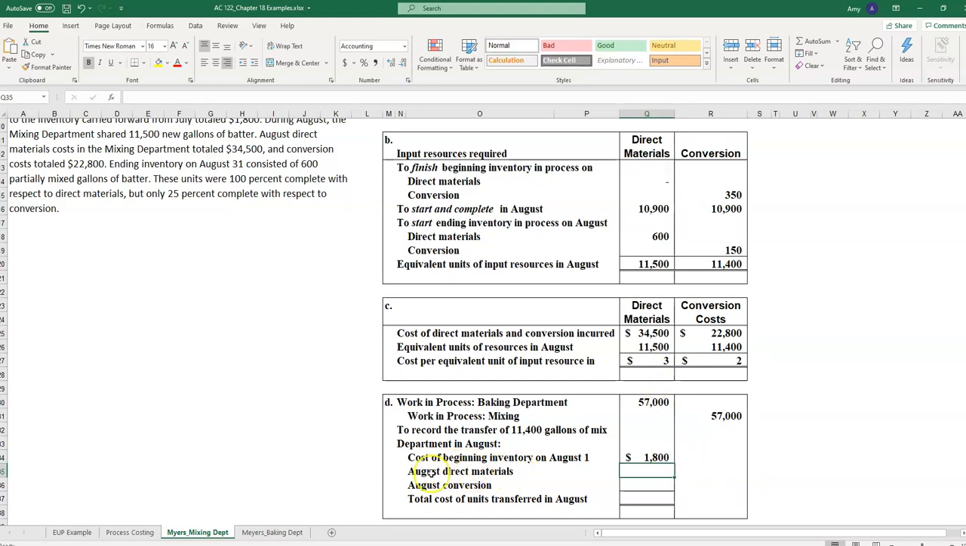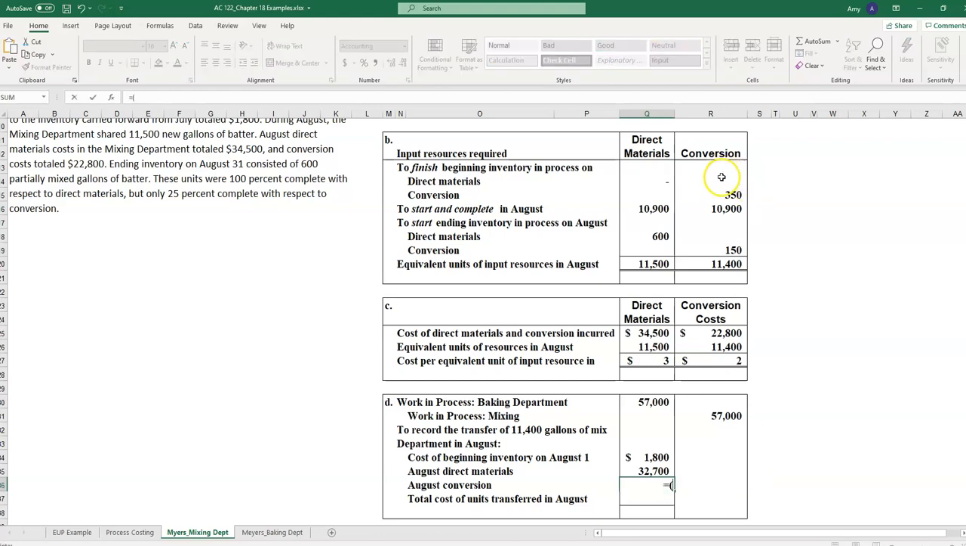Our August direct materials is the amount of work we did in August. So these are only the ones that are 100%. So in August for direct materials, we have 10,900 that we did 100% of the work on. So we're going to take that 10,900 times our $3 per unit. For conversion cost, these are the units we did 100% of the work on, and then additionally we finished the beginning work in process.